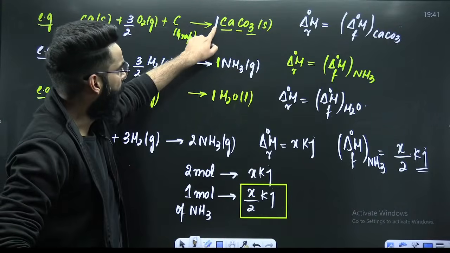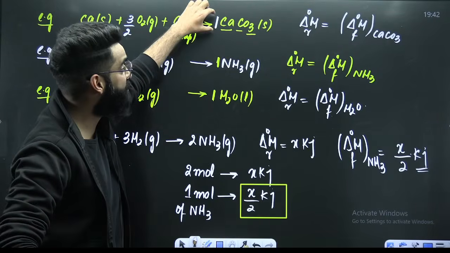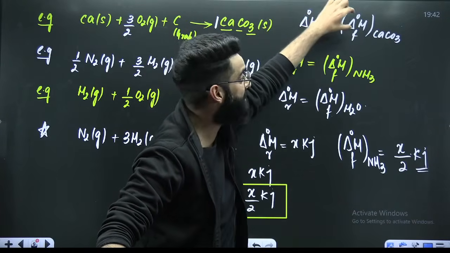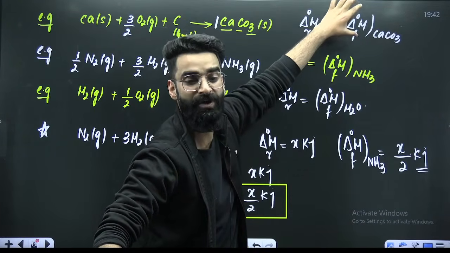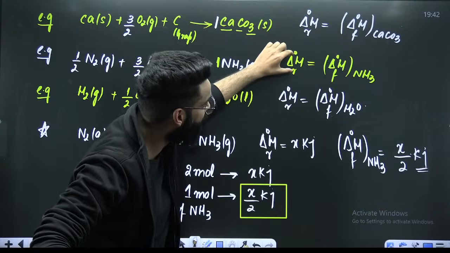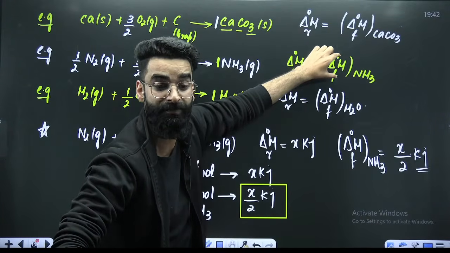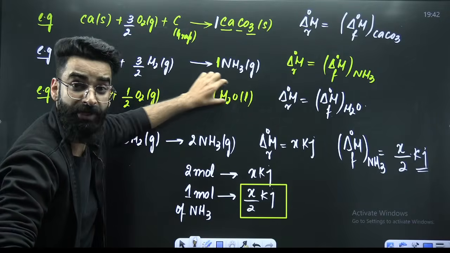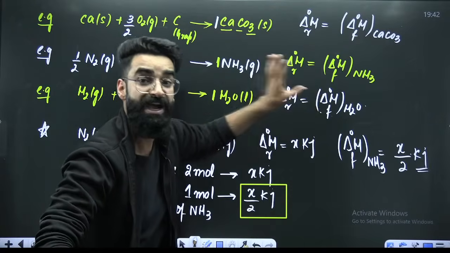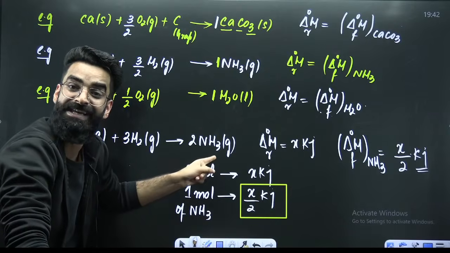Now, over here, 1 mole of calcium carbonate was getting formed. And whatever amount of heat was absorbed or released, that is something which I am calling the enthalpy of formation of calcium carbonate. When 1 mole of NH3 was getting formed, whatever heat was absorbed or released, that was the enthalpy of formation of NH3. 1 mole of water was getting formed. Whatever heat was absorbed or released during this process, that is the enthalpy of formation of water. But over here, 2 moles of NH3 were getting formed.